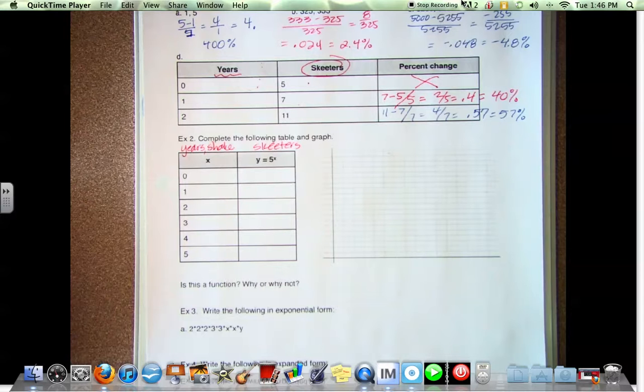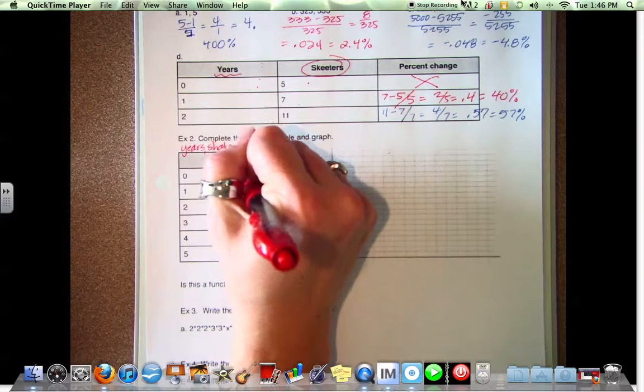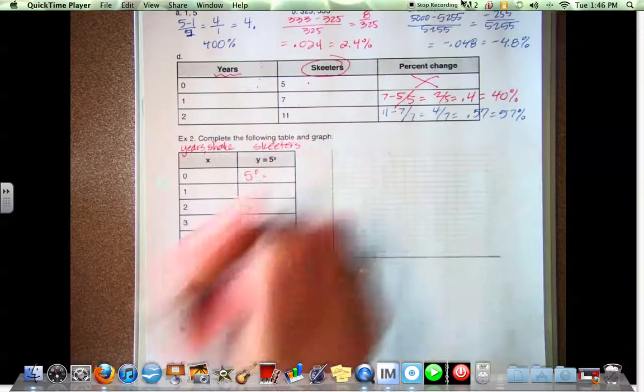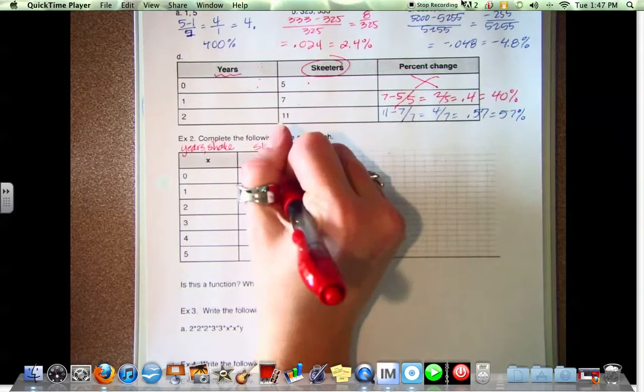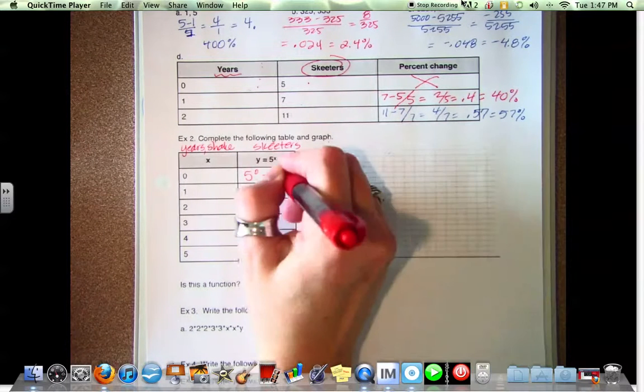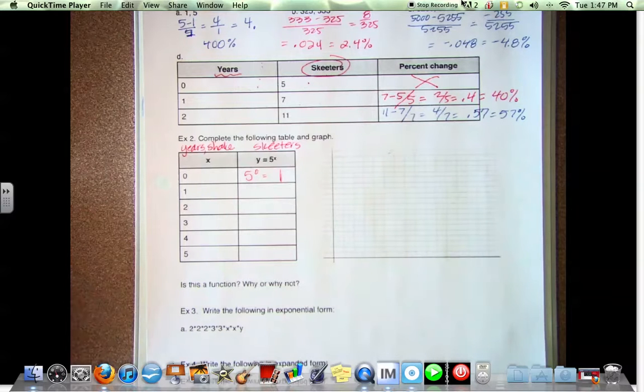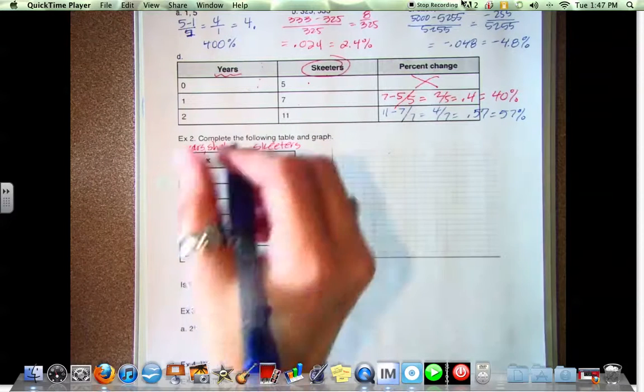All right, our X values are given to us. We need to determine Y. So we need to substitute the values of X into the equation. So this is 5 to the 0. It'd be what? 1. Because there's a 0 exponent, right? Yes.